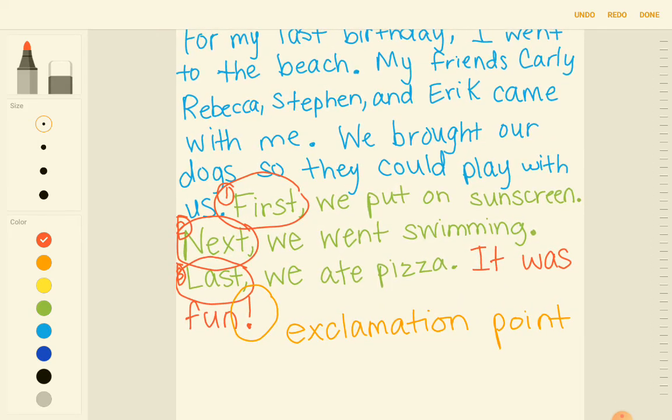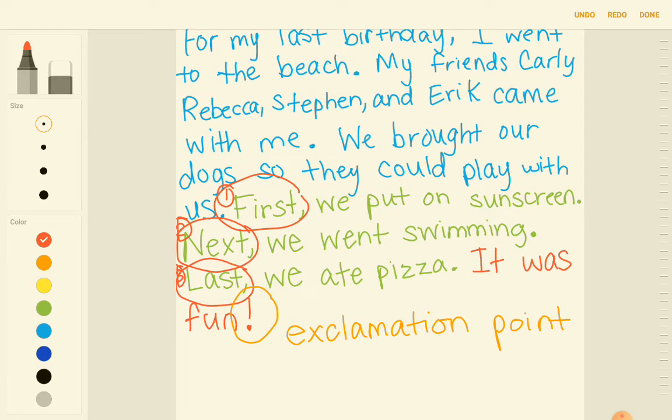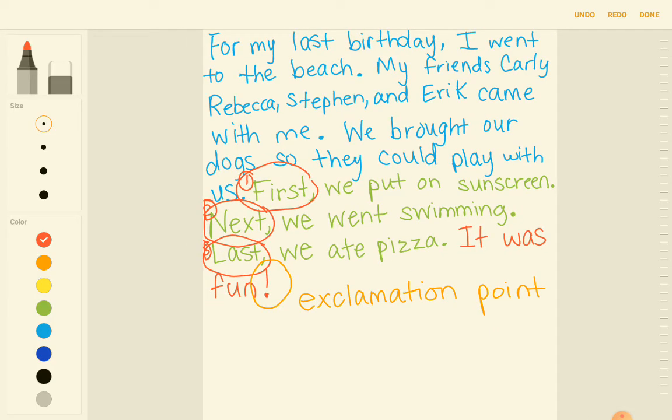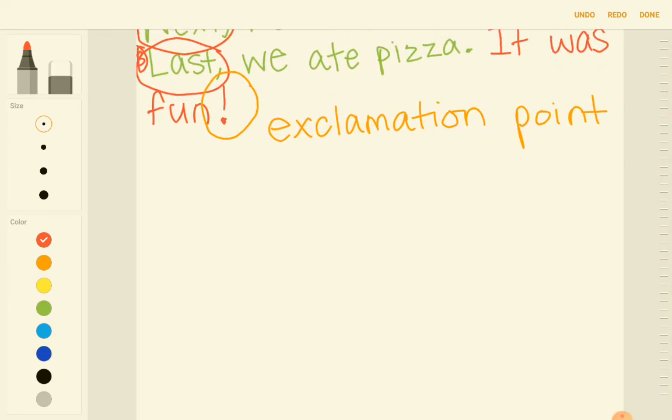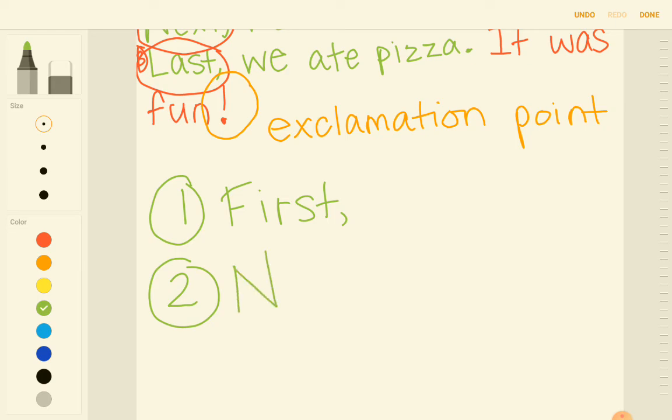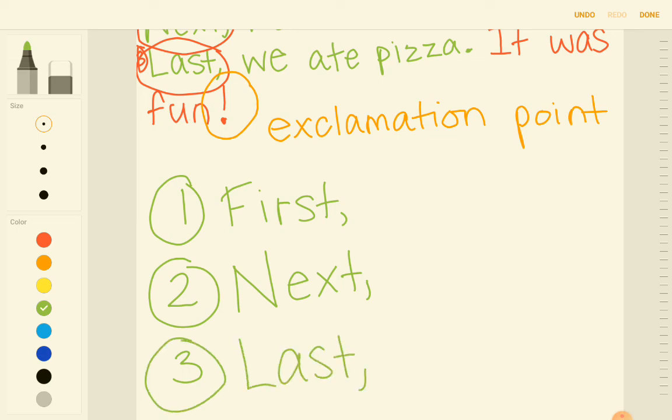So for today, I want you to add 3 sentences to your writing, and you are going to use the words first, next, and last to show the order in your writing. So, first, next, last. Okay, I can't wait to see the pictures of your wonderful writing.